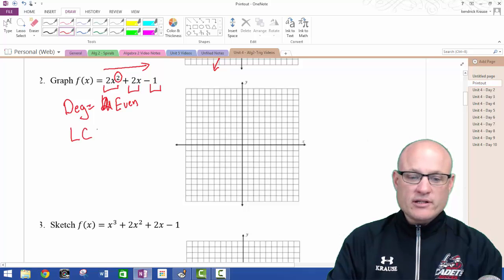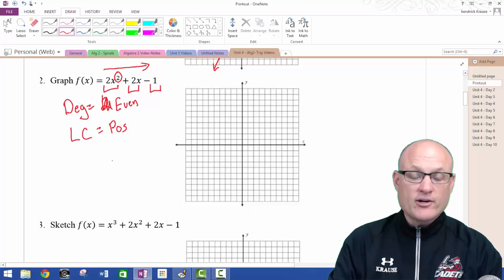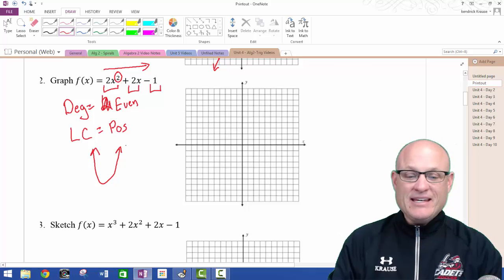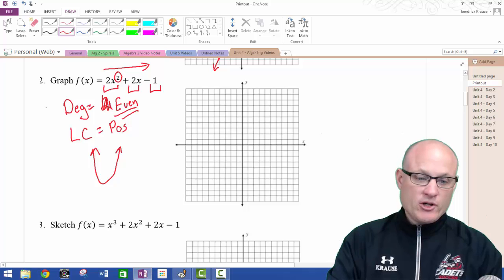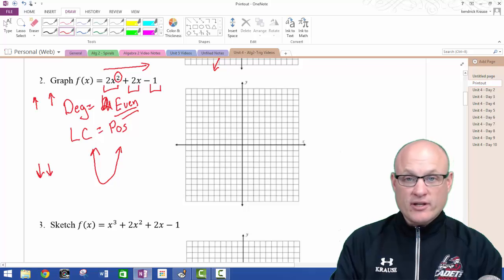And we're also going to look at the leading coefficient, and what we're concerned about is whether it's positive or negative. In this case, it's positive. Now, if I was just sketching this, I would probably just draw a quick, simple parabola. It's even. Even polynomials go up in both directions. Whether they both go up or both go down is what we're going to discuss today as I work through these problems.